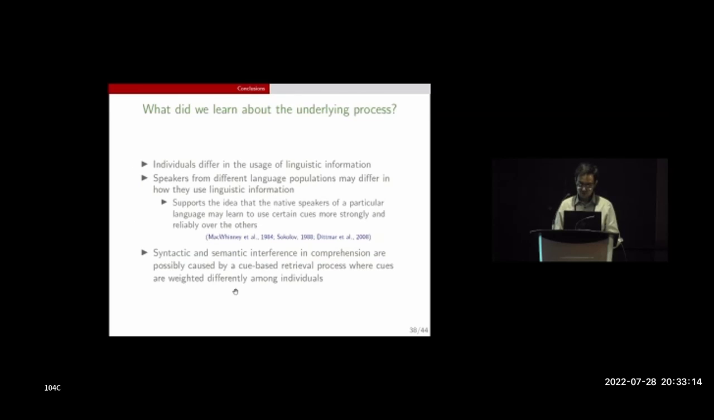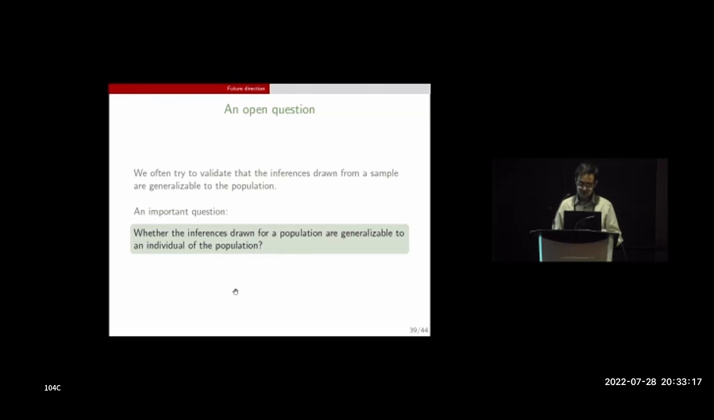This project can, of course, take interesting directions, but there is one important open question. We often try to ensure that the inferences drawn from a sample are generalizable to the population. But an important question that remains unresolved is this: whether the inferences drawn for a population are generalizable to an individual of the population. And this question is important because we are not just interested in an average abstract mind, we are interested in an individual mind as well.